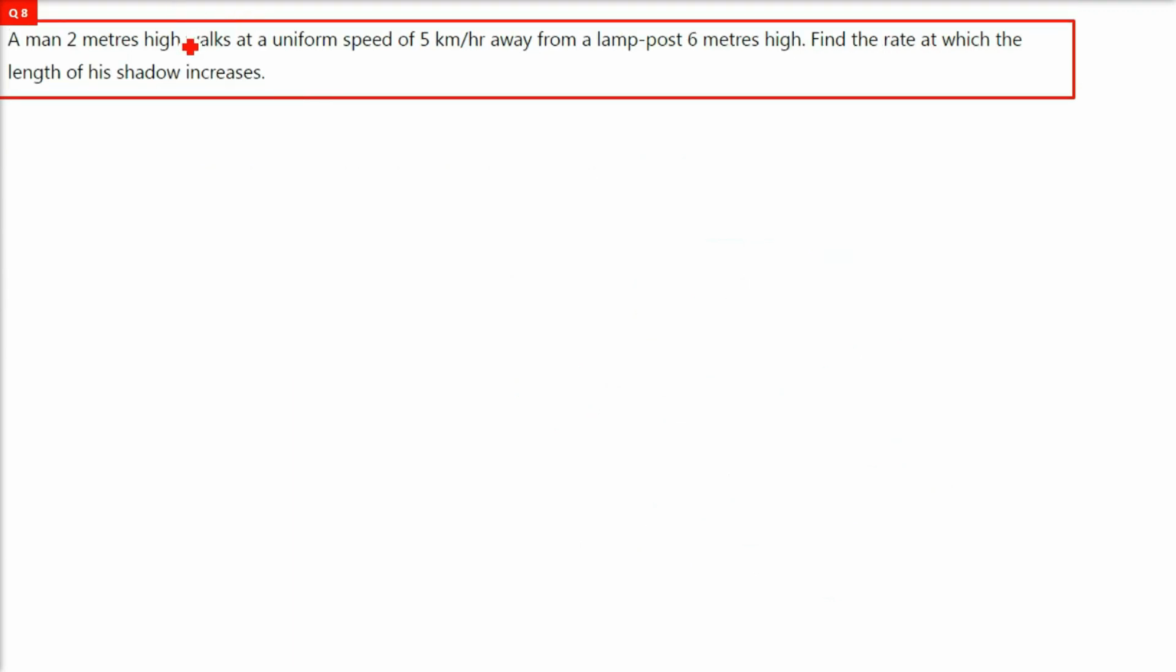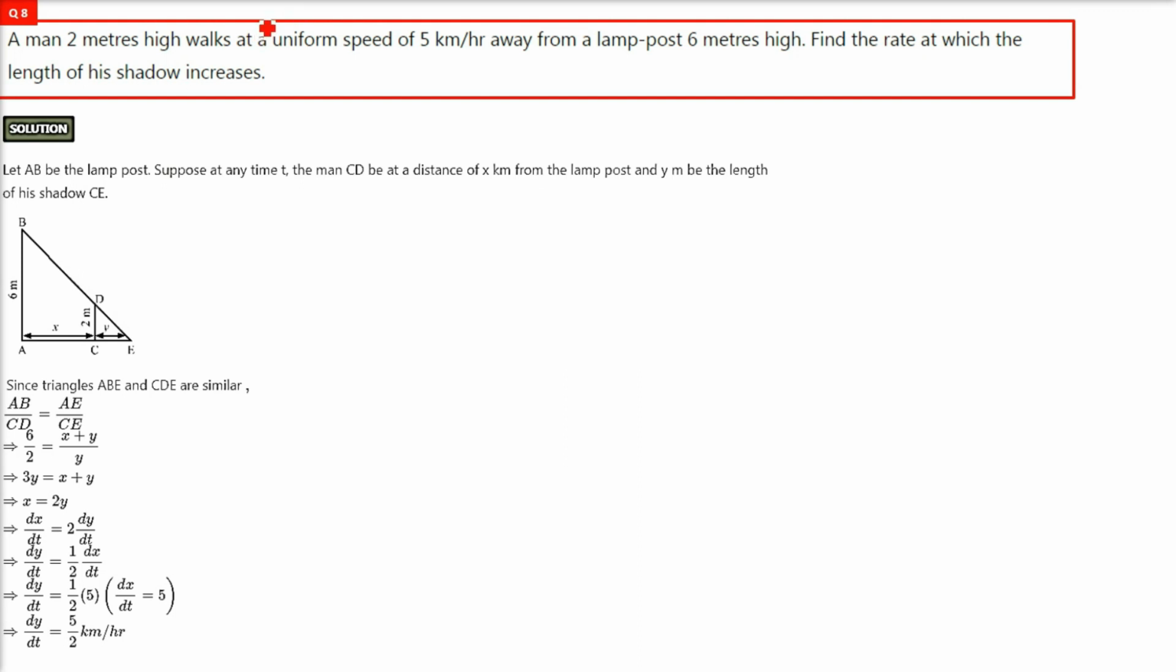A man 2 meters high walks at a uniform speed of 5 km an hour away from a lamppost 6 meters high. Find the rate at which the length of his shadow increases. Now this question, I'm going to explain in a very detailed manner, because many questions we are going to encounter in the same way.